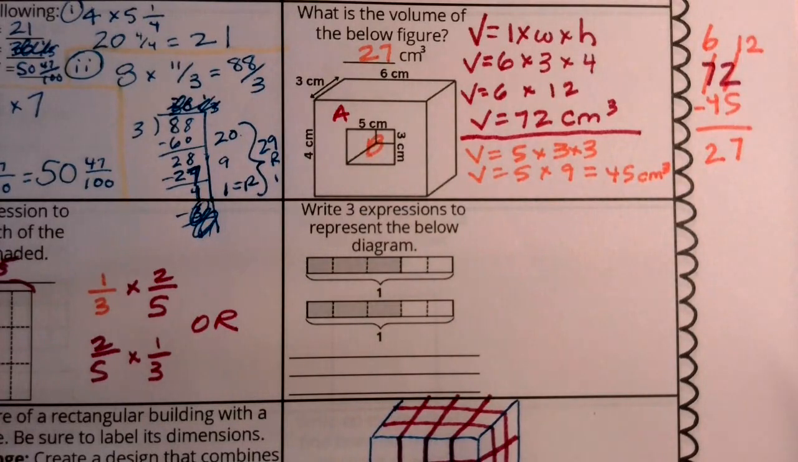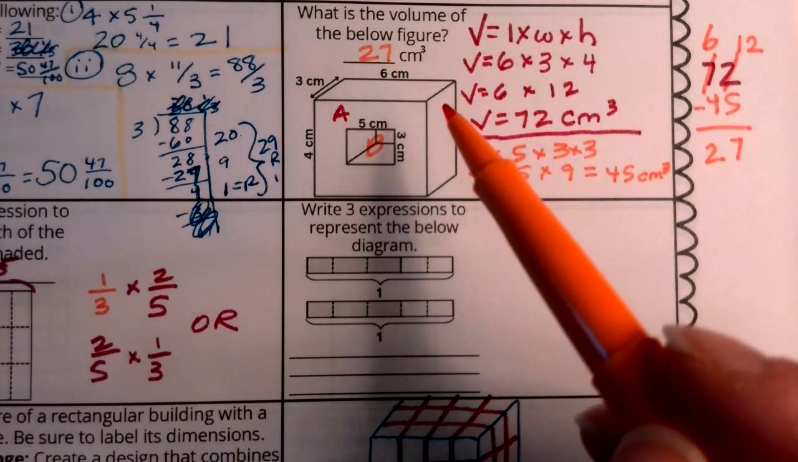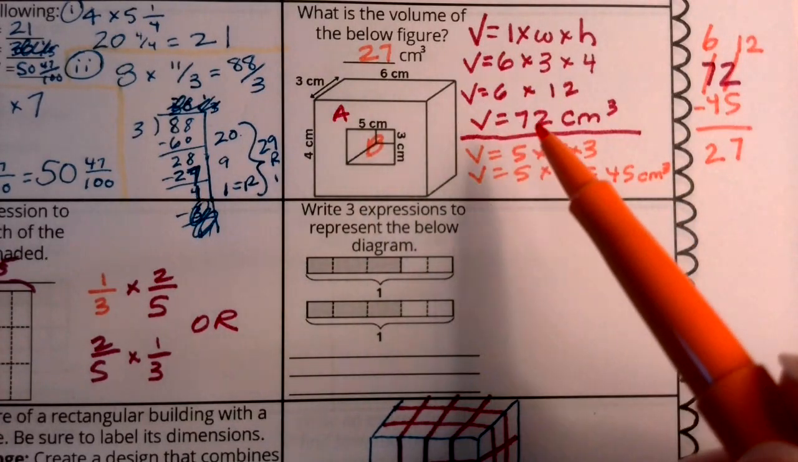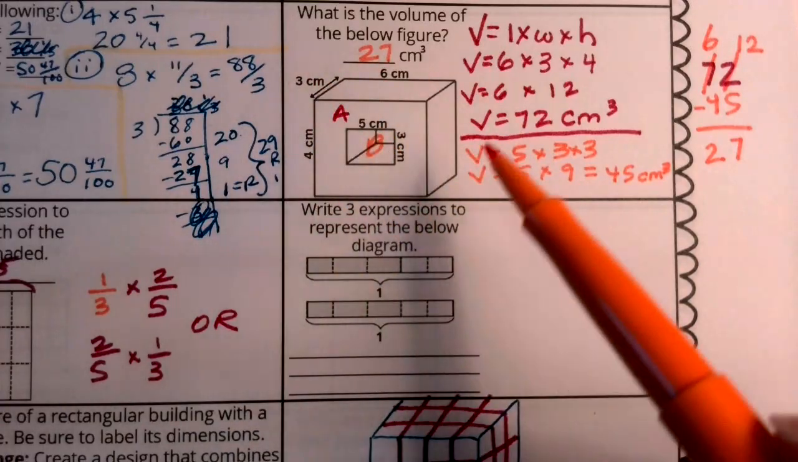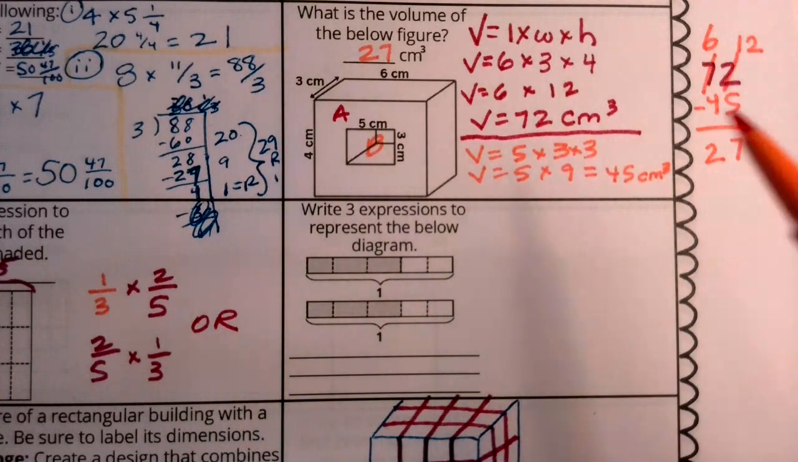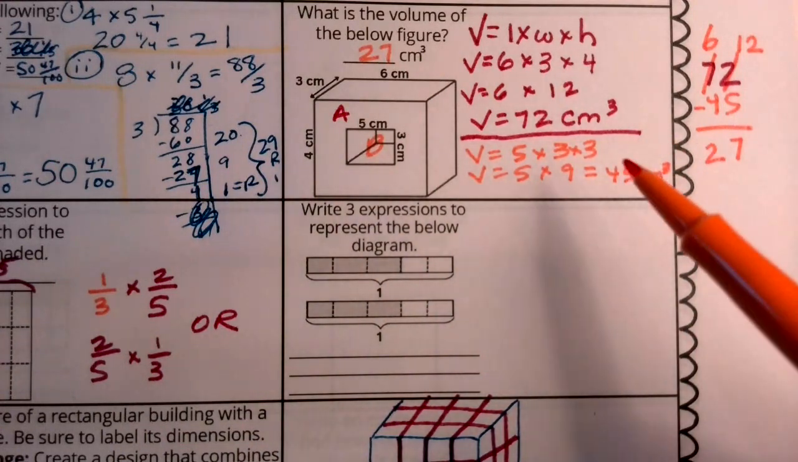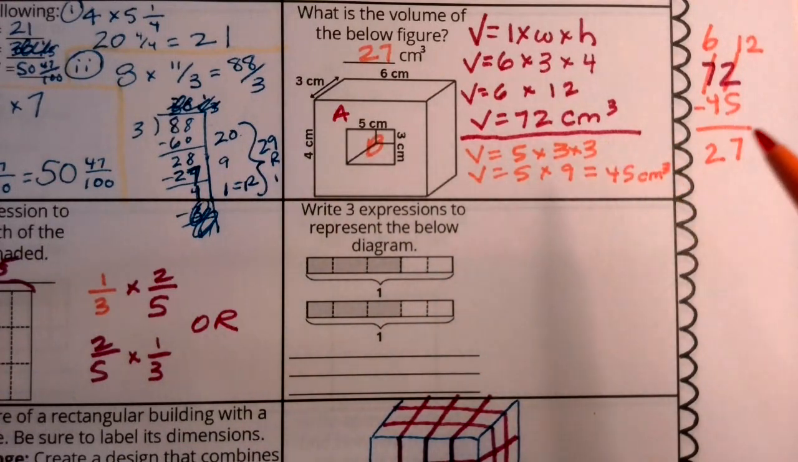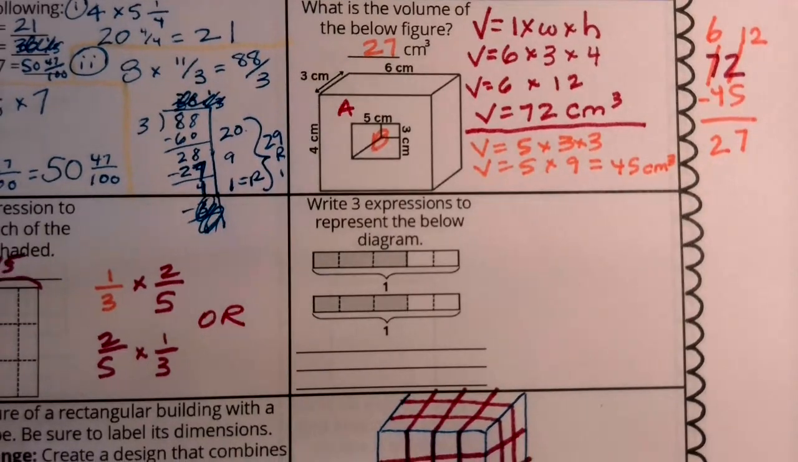Now, as a side note, students and teachers, if you're looking at the key, it actually has different dimensions that are listed for this prism. So I went ahead and opted for this key to do what's on the student version. But that might be why you're seeing some difference in our calculations.